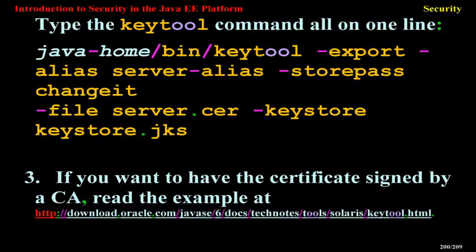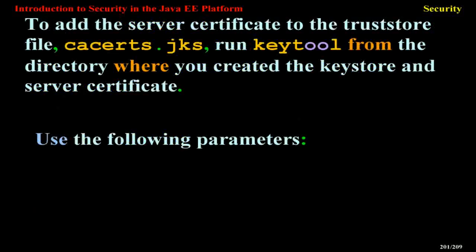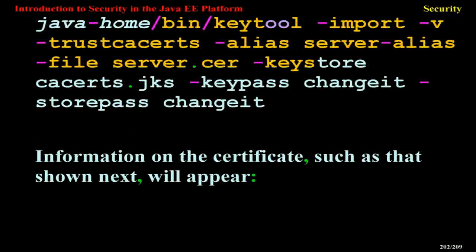To add the server certificate to the truststore file, cacerts.jks, run keytool from the directory where you created the keystore and server certificate. Use the following parameters: java-home/bin/keytool -import -v -trustcacerts -alias server-alias -file server.cer -keystore cacerts.jks -keypass changeit -storepass changeit.